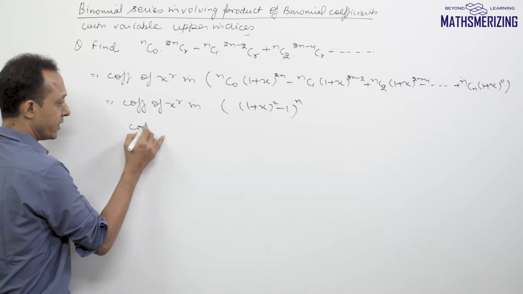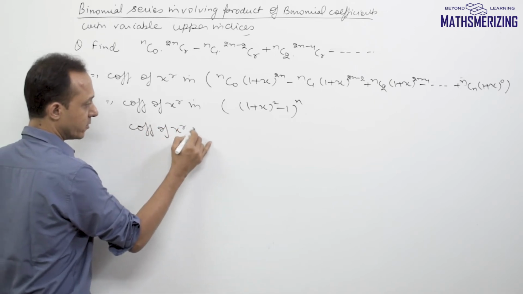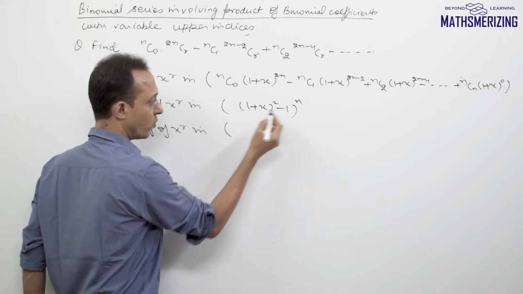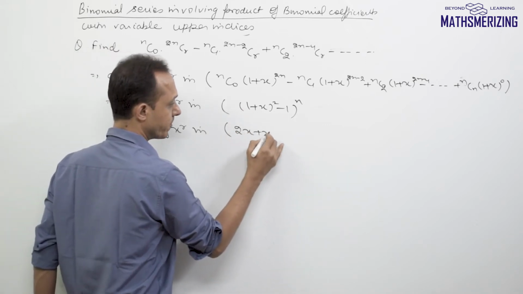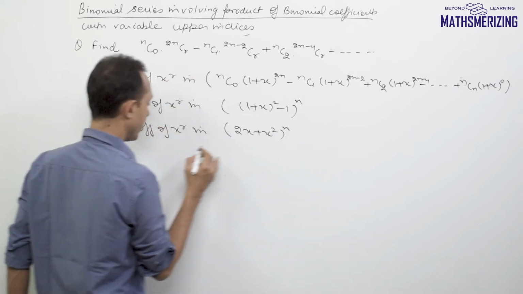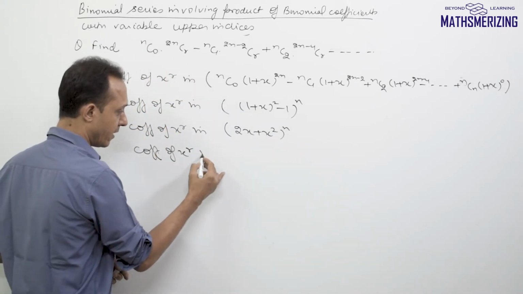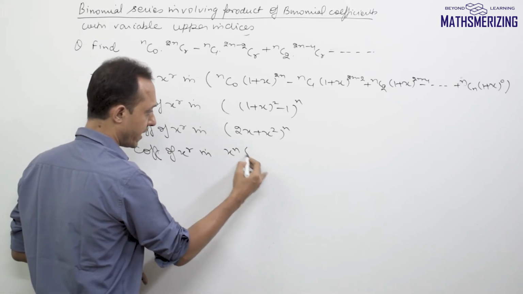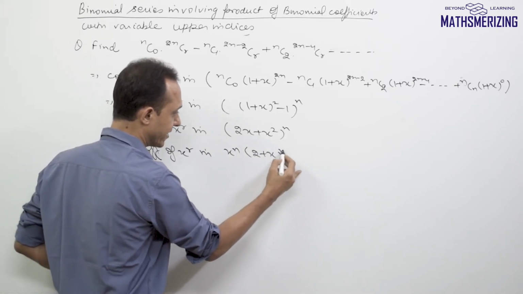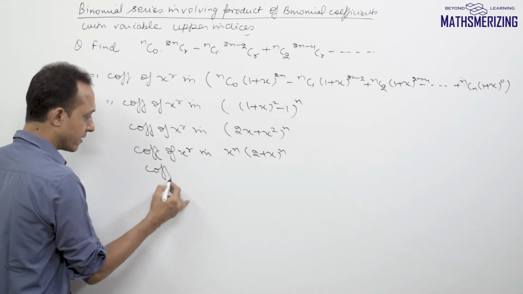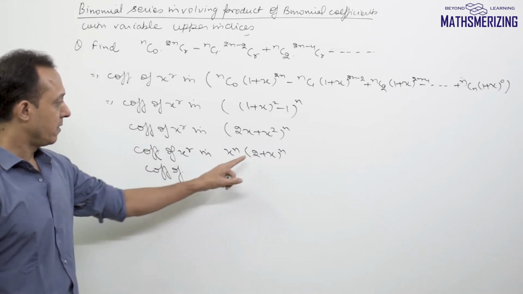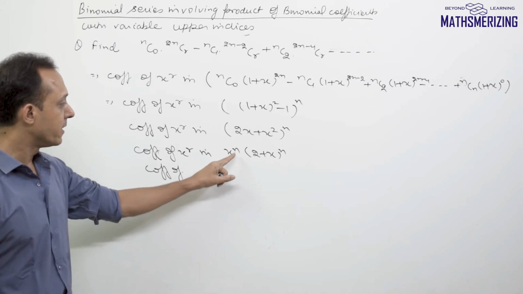So it will be the coefficient of x to the power r. So 1 and 1 will cancel. I'll get (2x plus x squared) to the power n. So I'll write the coefficient of x to the power r, which is x to the power n times (2 plus x) to the power n, or basically I can say the coefficient of, now every term from this gets multiplied with x to the power n.